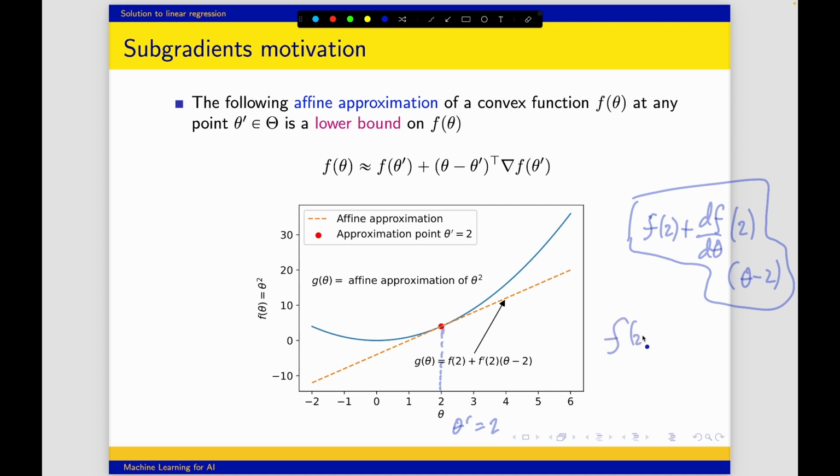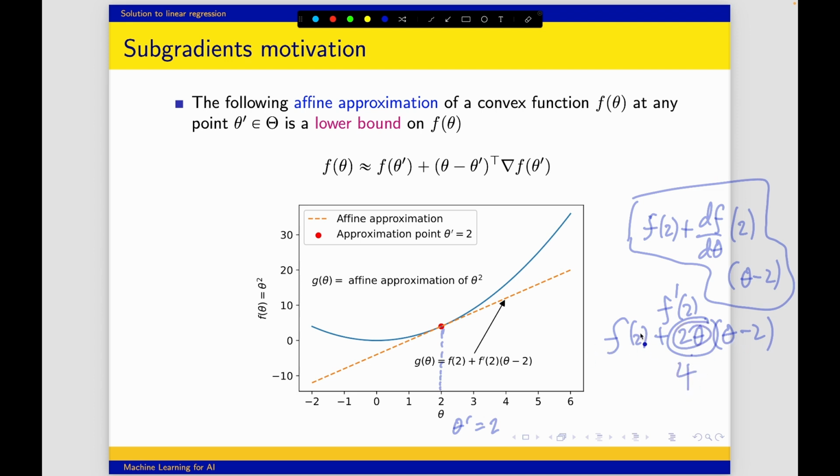This is going to be f at 2 plus df by d theta, which is 2 times theta, right? So it's going to be df, this is 2 theta at theta equals 2, times theta minus 2, right? I put here f prime at 2, so that is f prime at 2. This is going to be 2 times 2, so this will be 4, 4 times theta minus 2. That's a bit more explicit.